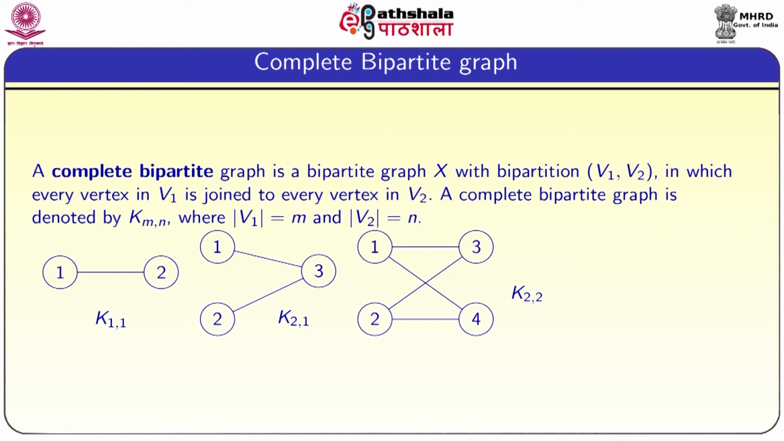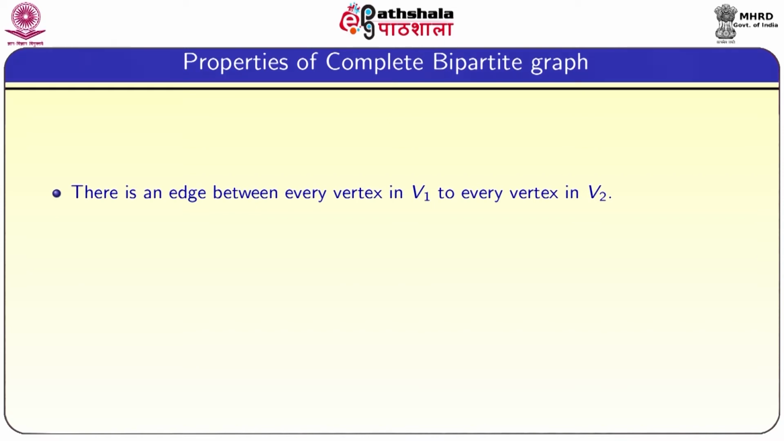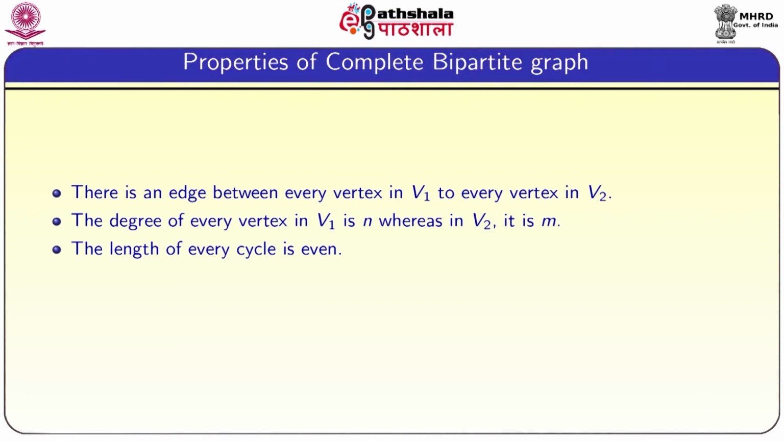This is K22. Now we look at the properties of the complete bipartite graph. There is an edge between every vertex in V1 to every vertex in V2. The degree of every vertex in V1 is n, whereas the degree of every vertex in V2 is m. The length of every cycle is even.